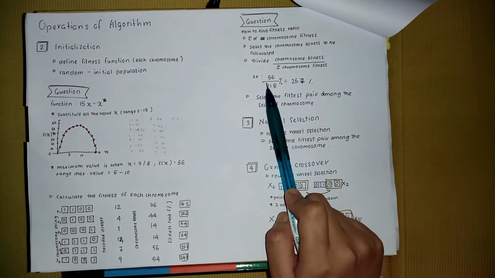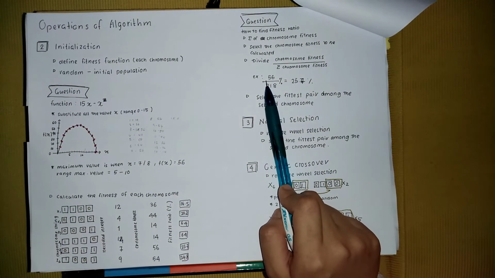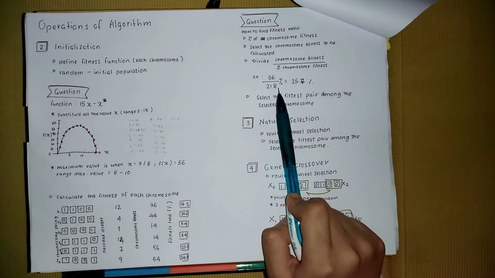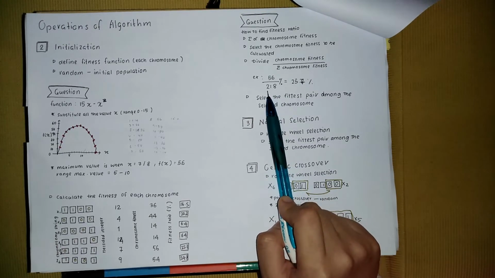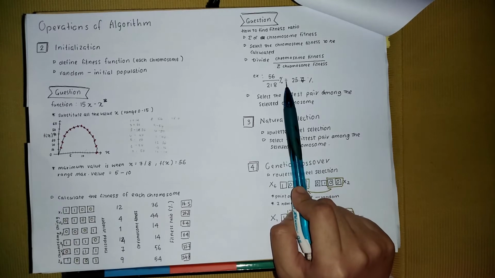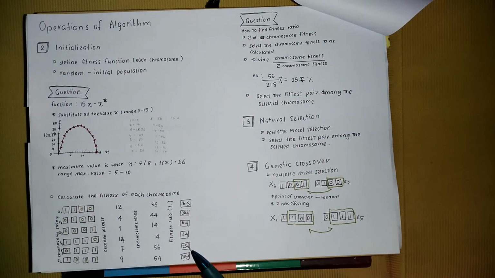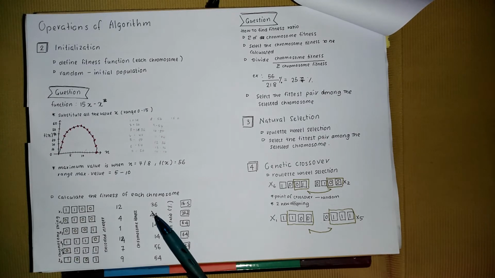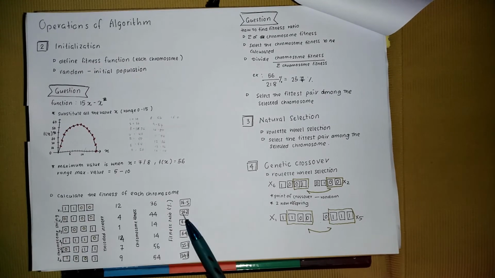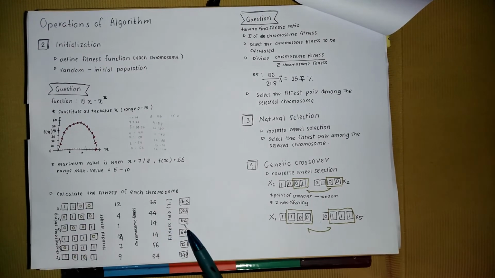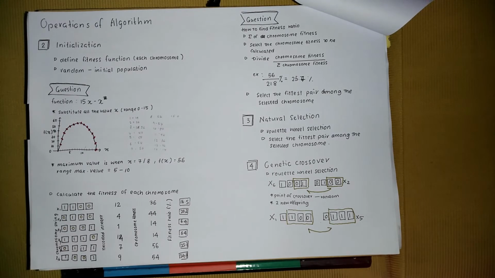So now you have to select your chromosome fitness and divide it with the sum of the chromosome fitness, which the answer will be 25.7. And same goes to the others. If you want to find this fitness ratio, you have to divide 36 with 218, 44 with 218, we generate this, 14 over 218, we generate this, and so on.